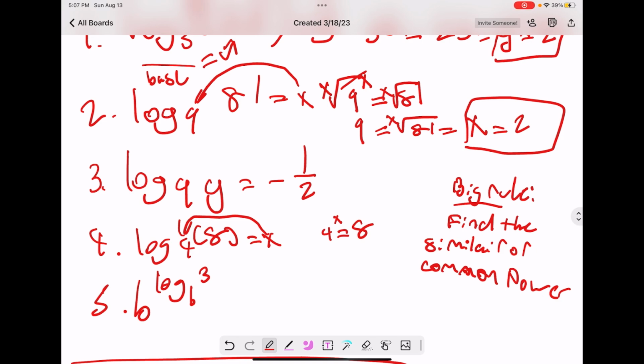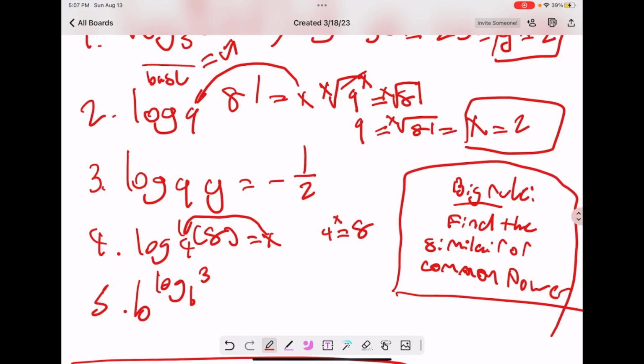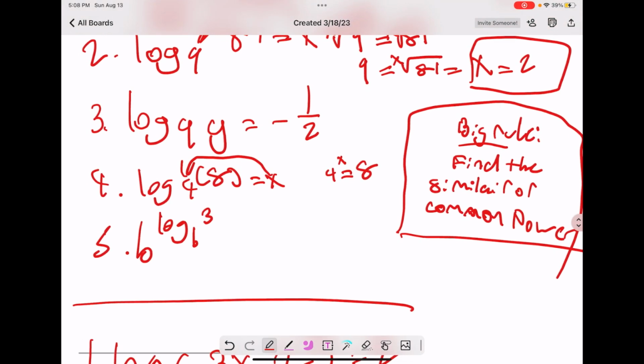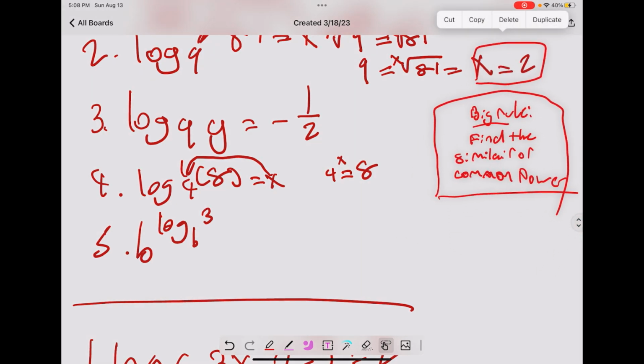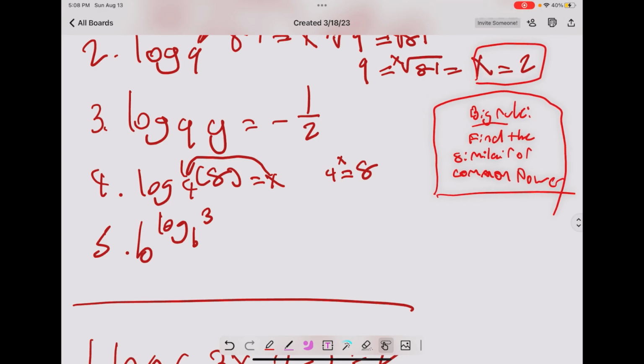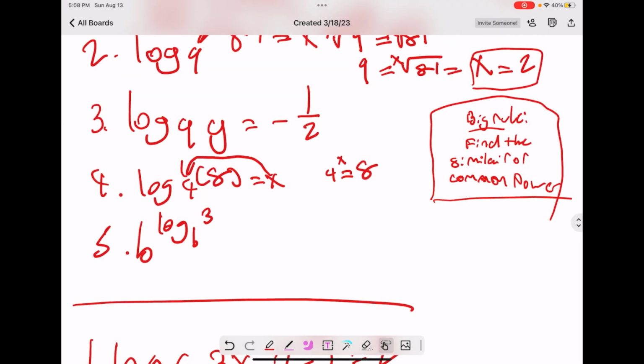So you can put that into whatever you're writing on, or just keep that in mind. So this is the big rule we are working with. Sorry, this is getting a little bit messy. Let me copy this and shrink it. Now it's kind of funny because it's a big rule, but it's small.